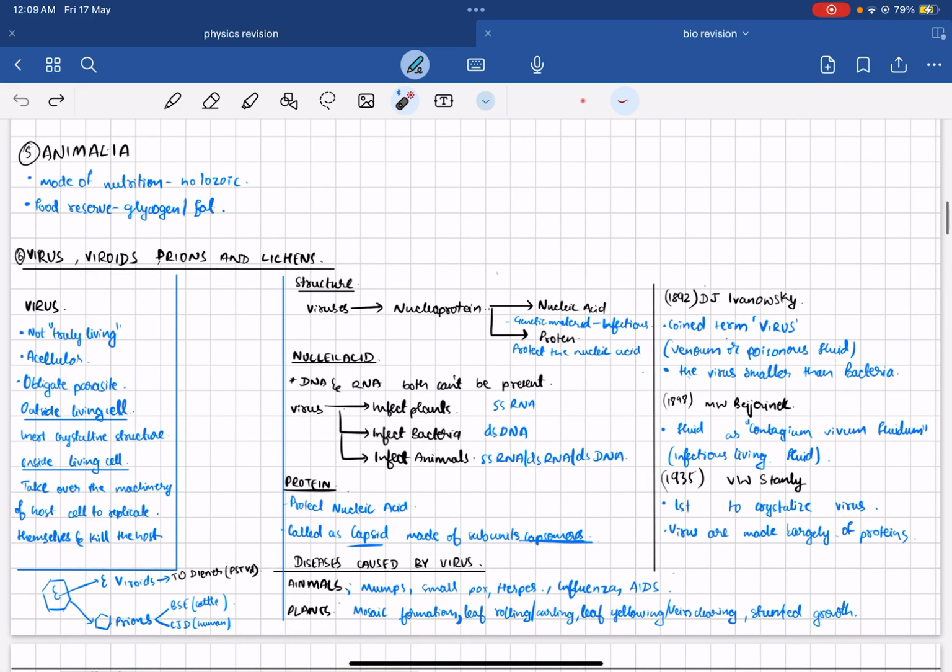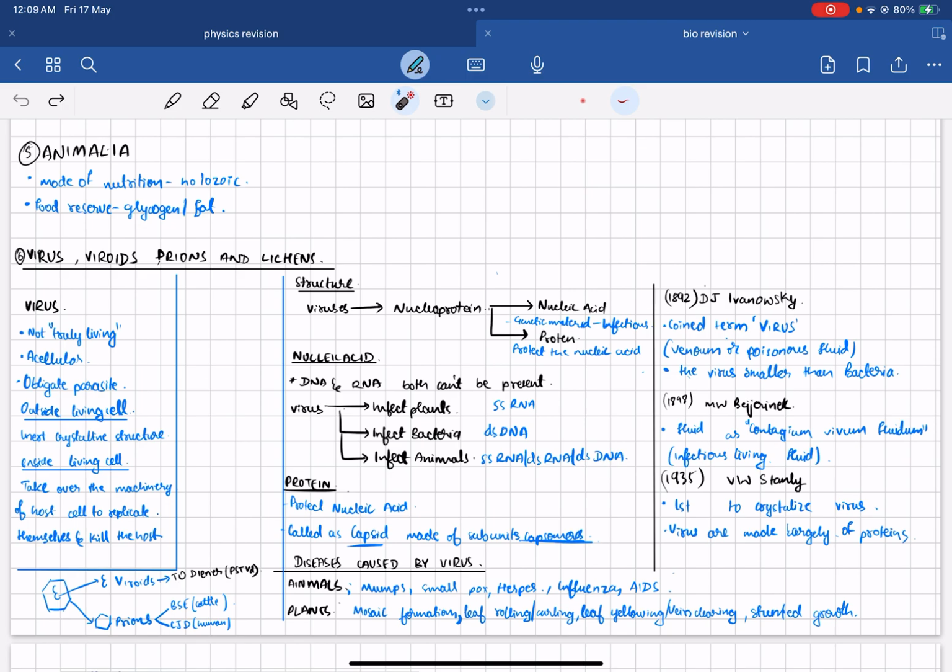Next, viruses have protein and nucleic acid, whose genetic material is infectious. This is the protein part, and inside is the nucleic acid. The nucleic acid is what infects other organisms, but the protein part is ineffective. It's just the covering around the nucleic acid to protect it. This nucleic acid is either DNA or RNA in one virus. It cannot be both.